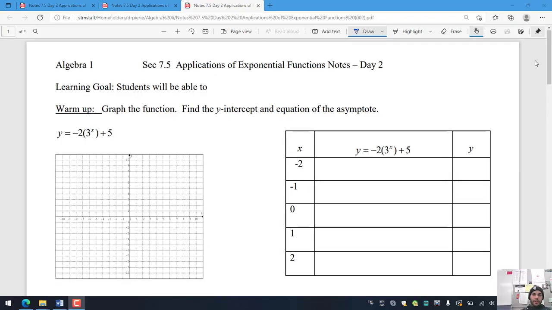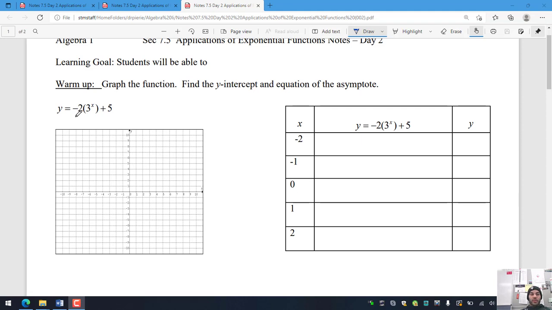Okay, so today we're going to move on to section 7.5, day 2. And we're going to start with a question that most of you should know how to do at this point, especially if you've been using the graphing calculator to make our input-output tables. So basically I'm asking you to graph this exponential equation: negative 2 times 3 to the x power, and then all of this is being added by 5. Still an exponential equation because it's a times b raised to the x power, but there's just a plus 5 at the end of it.